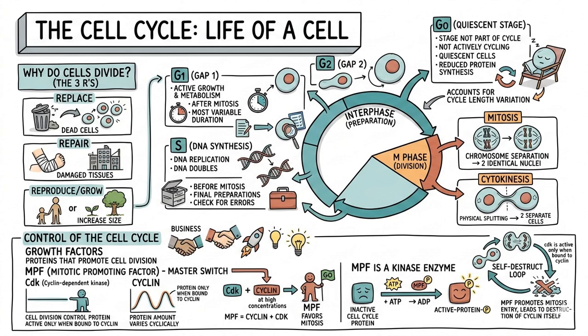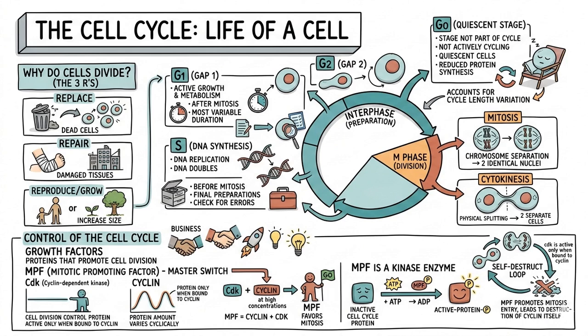Briefly describe how cell cycle is controlled. Control of cell division and the cell cycle. Regulated by growth factors, proteins that promote cell division such as MPF or mitotic promoting factor. MPF is a kinase enzyme, one that switches on or off target cell cycle proteins by phosphorylating them. Phosphorylating means adding a phosphate group to them.